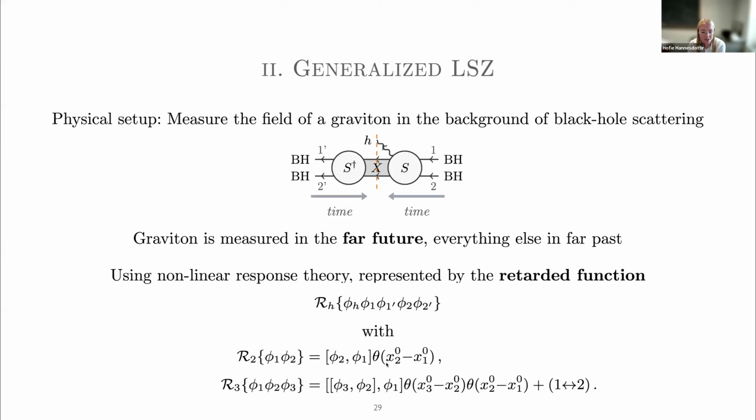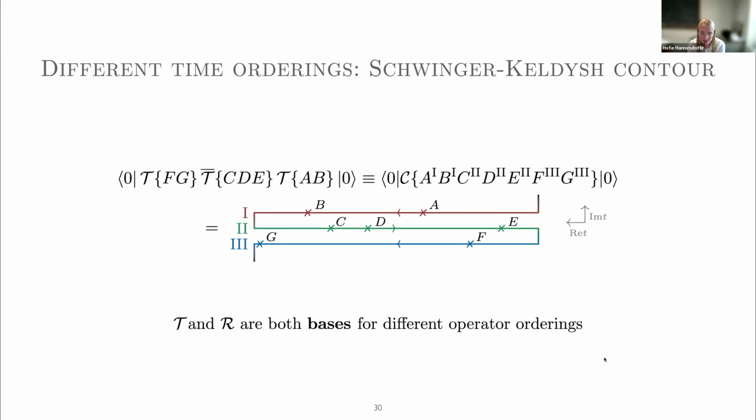It's basically the commutators of the field, placing one particle in the future or the past of everything else. So the different time orderings can actually be put on a Schwinger-Keldysh contour. So we can imagine that once we have these different time orderings of the operators, we can represent those by time folds going backward and forward in time, but they're connected by this tiny imaginary part. So the time ordering and the retarded functions are both bases for different operator orderings.